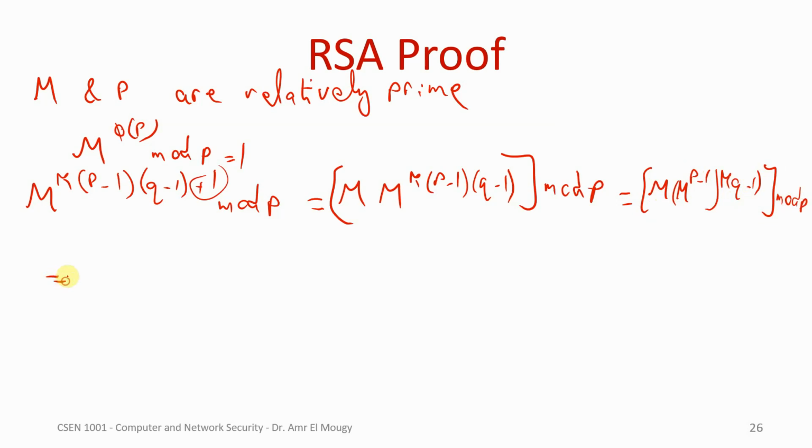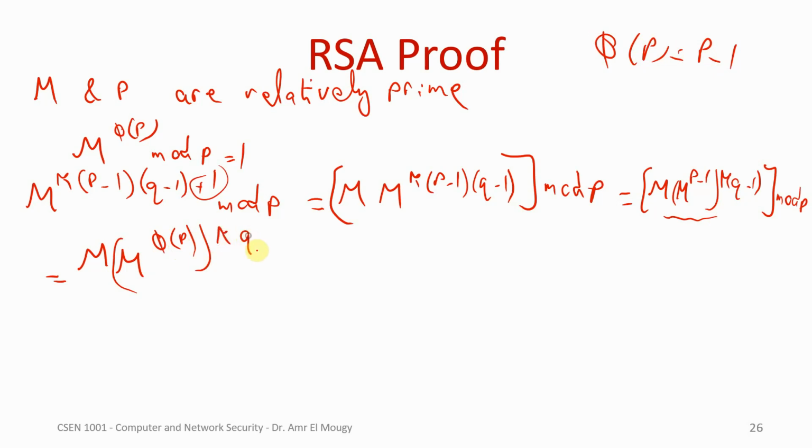This is then equal to m multiplied by m^(p-1). m^(p-1) is actually m phi p, because phi p is equal to p minus 1 if p is prime, as we know. So just replace m to the power of p minus 1 by m phi p. So this is m multiplied by m phi p, all of this to the power of k(q-1), and all of this is mod p.